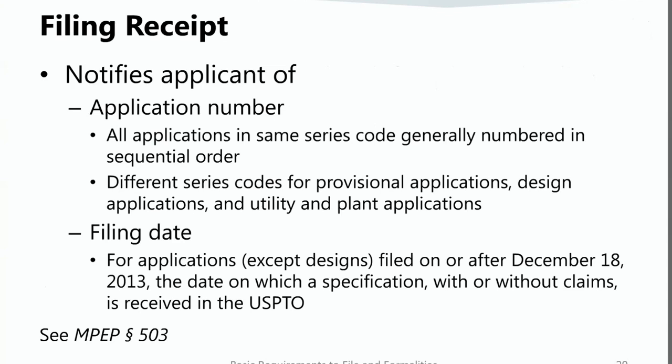When an application is filed, a filing date is accorded, providing the filing date requirements are met. The examiner then uses this date in determining what can be used as prior art, keeping in mind any earlier effective filing date based on domestic benefit claims, and in some cases, foreign priority claims. The filing receipt gives the applicant documentation of the filing date along with an application number.